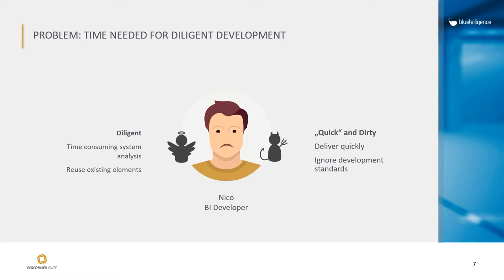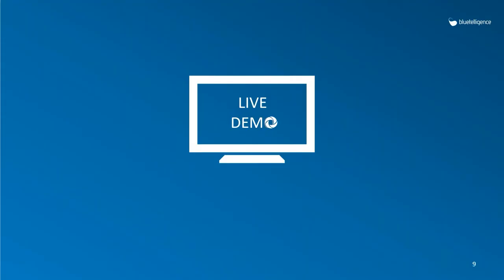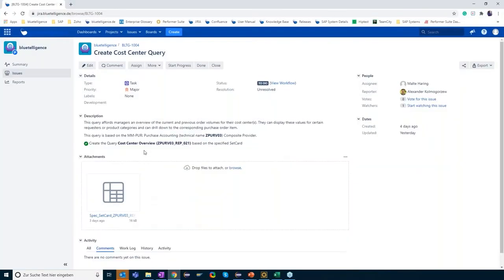There is a secret third approach which he can choose with System Scout. With the functionalities of the System Scout, Nico can do the proper analysis first and deliver the query fast anyway. And let me show you how this works. For this, we jump into the application and I will show you a bunch of functionalities which will speed up the process for Nico.